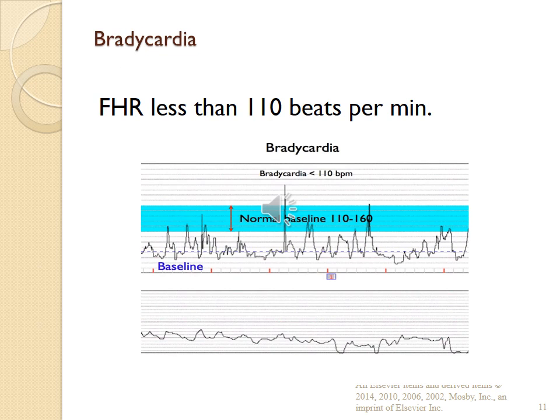Bradycardia, fetal heart rate less than 110 beats per minute. This is a late sign of hypoxia, maternal medication, maternal hypotension. Again, nursing interventions: lay the mother on her left side, O2 at 10 liters per minute, and call the doctor.